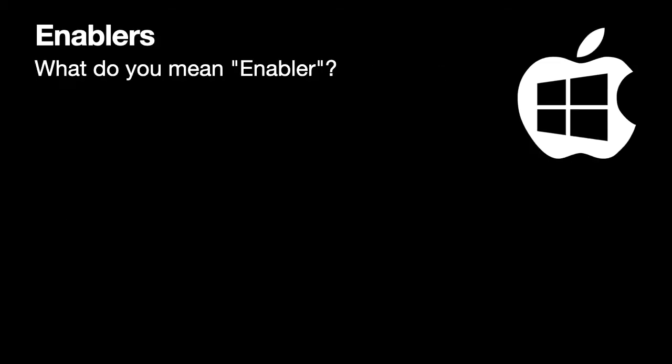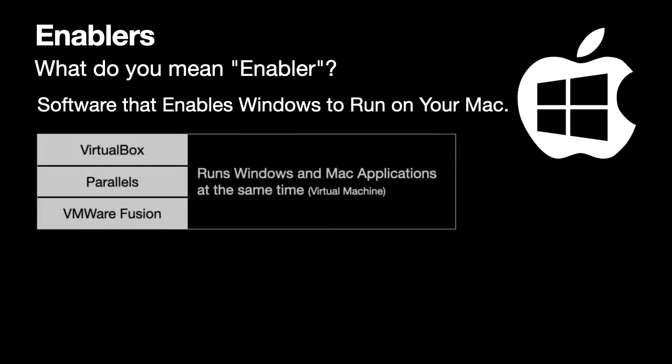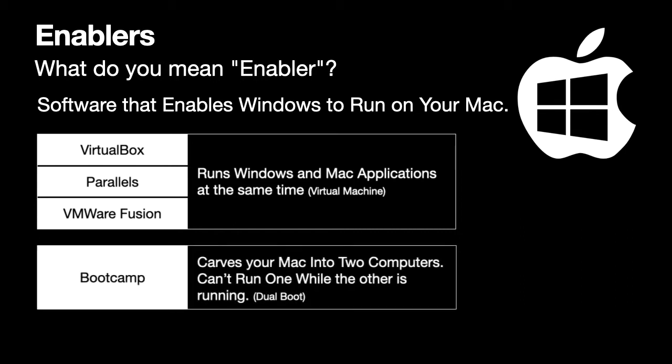So what do we mean by enabler? We mean software that enables you to run Windows on your Mac. There's 4 different choices here. 3 which you can run Windows at the same time as you're running Mac software, and then another option which you can only run one or the other at a time.